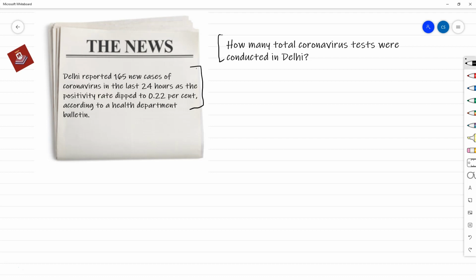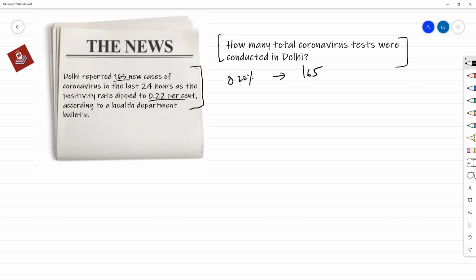Now as soon as I came across this data point, and I already had a data point that there were 165 new cases, so there were 165 positive cases, and now the positivity rate is also given. This question naturally arose in my mind. Okay, then how many total coronavirus tests were conducted? So the way I went about this is, I thought, okay, 0.22% is 165. I need to calculate the total number of cases, right? So 0.22% is 165.